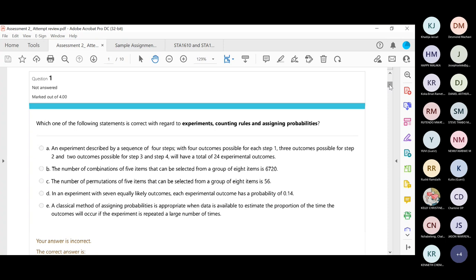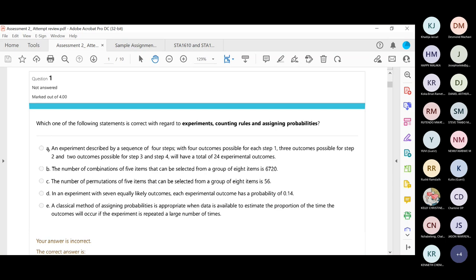Now, number one is your multiplication rule. Number two is combination. Number three, permutation. Number four, normal probability: outcome satisfying the event. And number five is just an explanation or a definition of what the classical method is. So which one of these statements? It means for A up until D, you need to do some calculations, right?